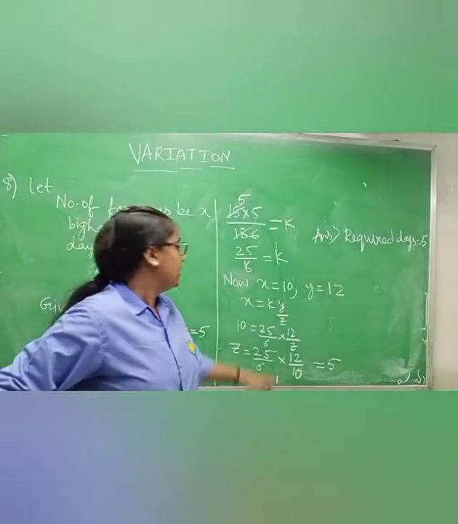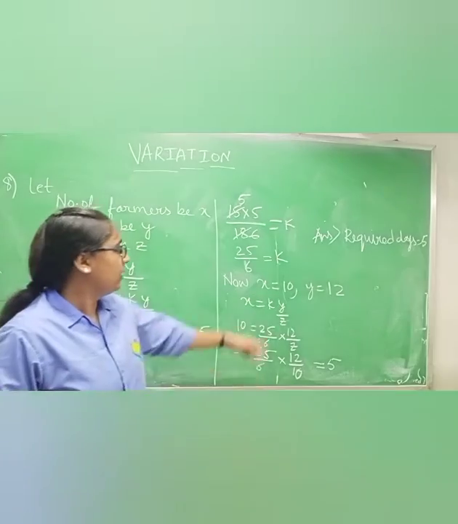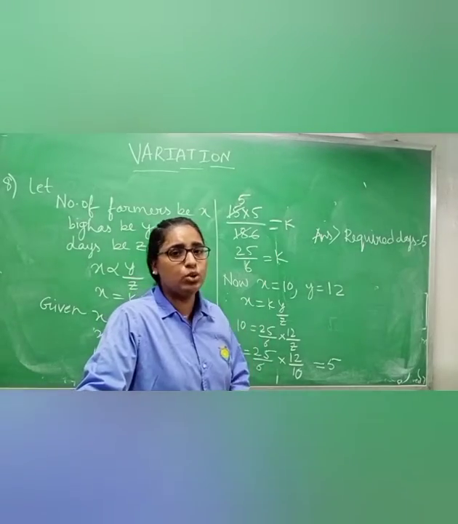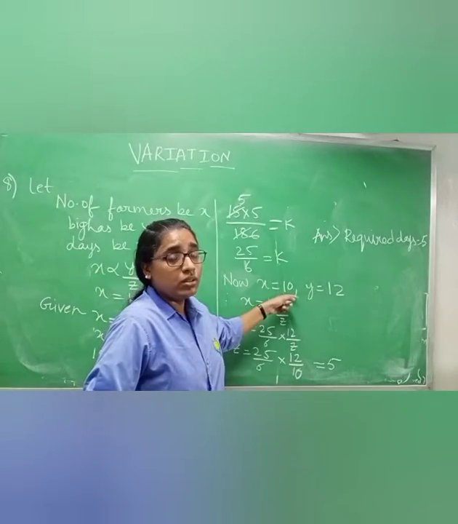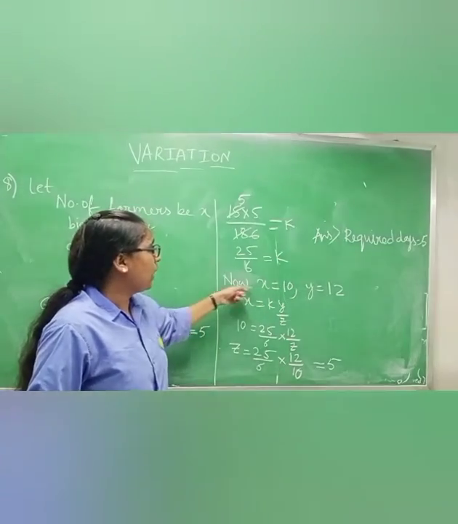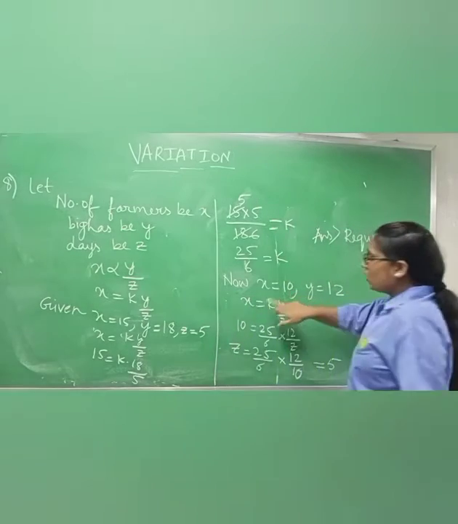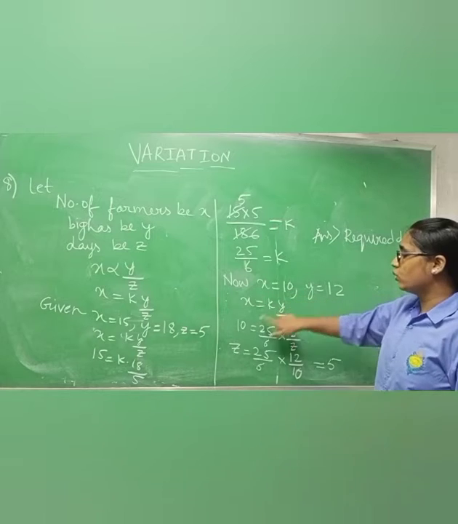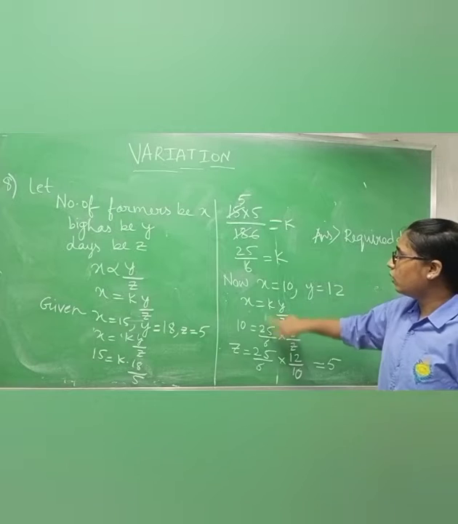Again it is given: find the required days so that 10 farmers can cultivate 12 bighas. Okay, means again two things are given to you: number of farmers and bighas. Number of farmers, how much? 10, and bighas 12. Now if x equals 10, y equals 12. In place of x, same thing you will take, x equals k y by z. In place of x you will put 10, and in place of y you will put 12, and in place of k, what value you are getting?